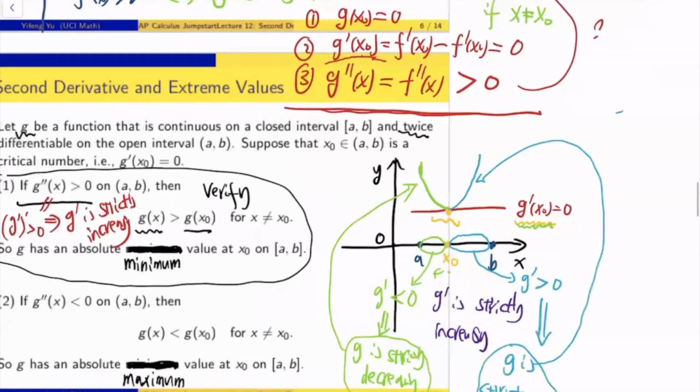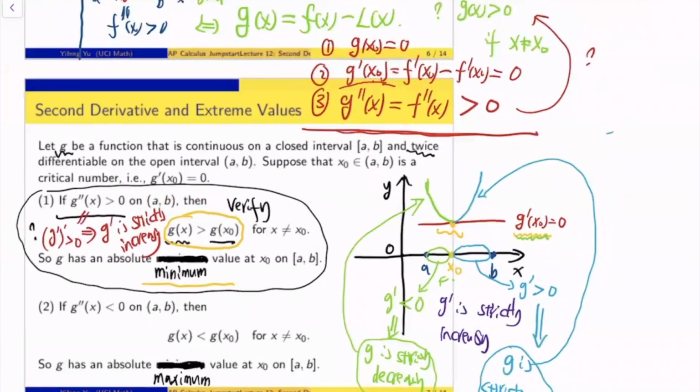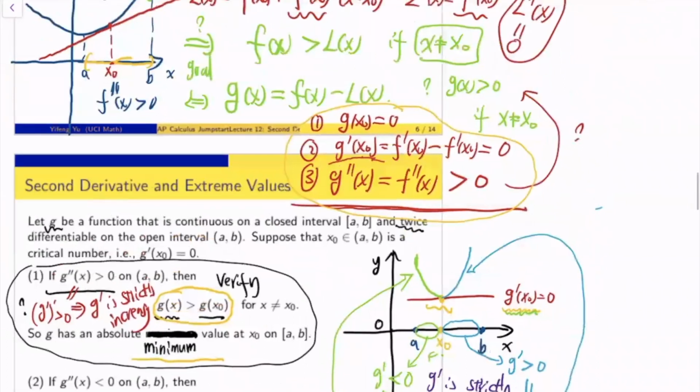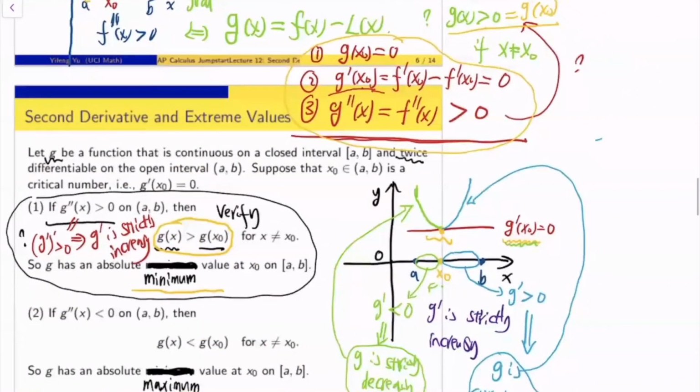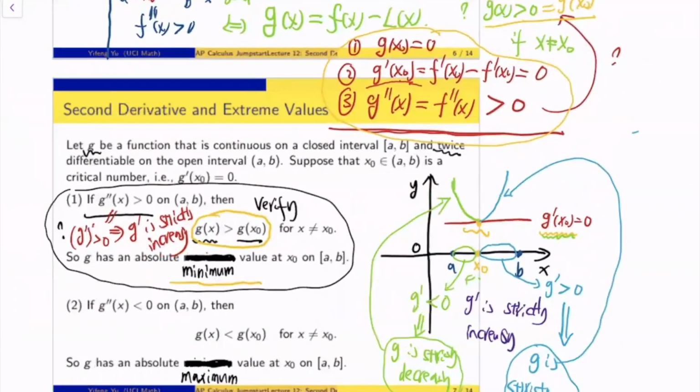So away from the point, g(x) is strictly bigger than g(x0), and the function attains an absolute minimum value at the point x0. And that's exactly what we want, right? All the values will be greater than g(x0). So g attains an absolute minimum at the point x0, and it's strictly bigger than that everywhere else. All right, so that's the proof of this one.